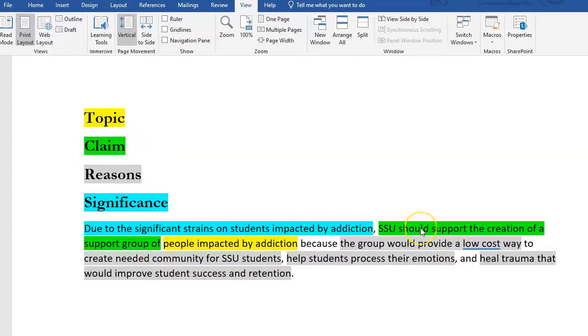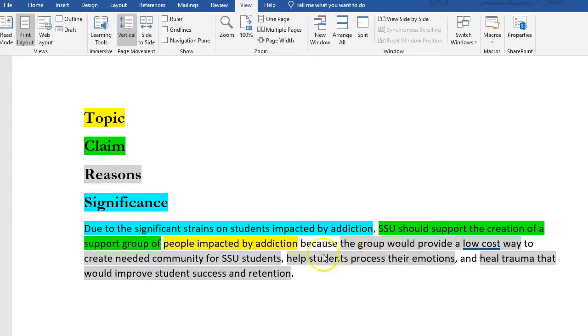We could debate whether or not that's the right way to go. This is the argument that I'm going to put forward. This is the debate that I'm going to have. About what? This topic here. How do we help students that are impacted by addiction? That's the topic of the paper. And the claim about that topic is we should support the creation of a support group, or SSU should do that.